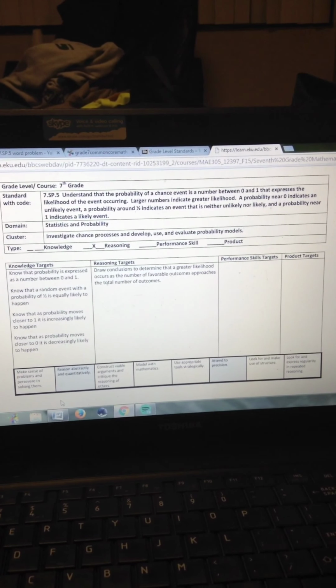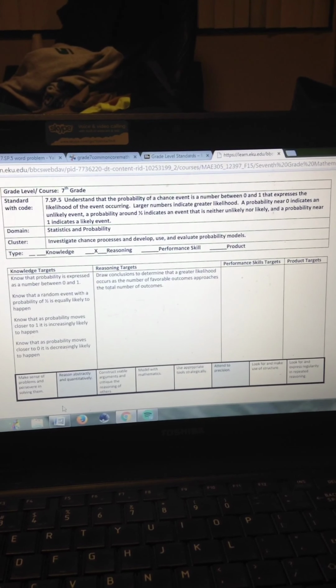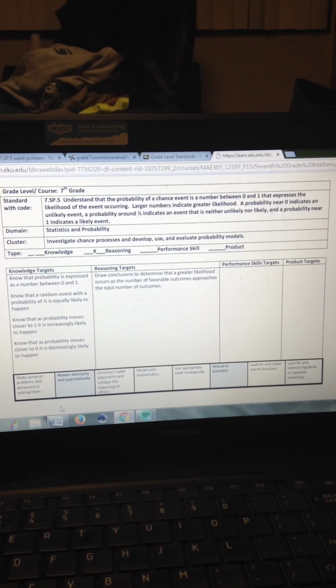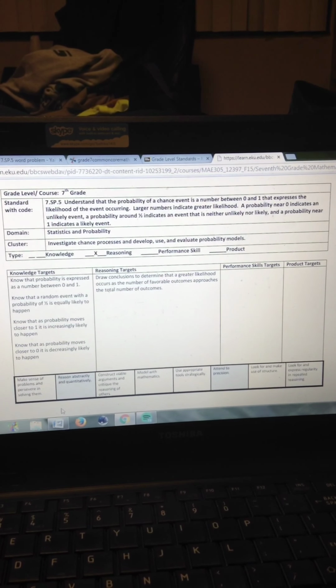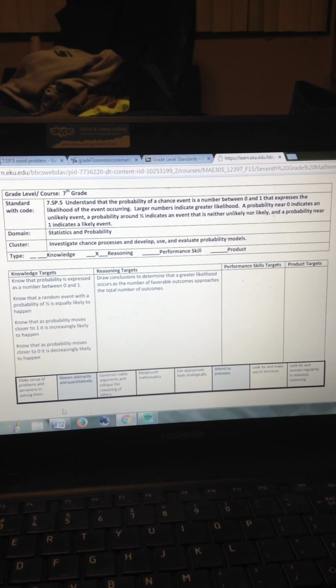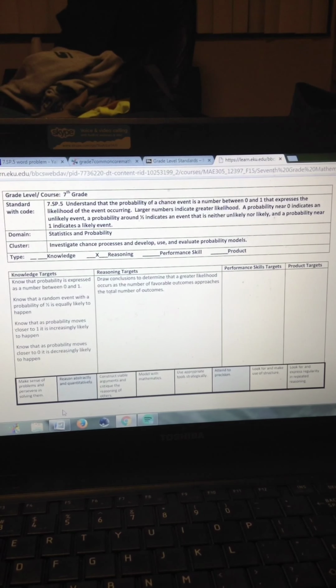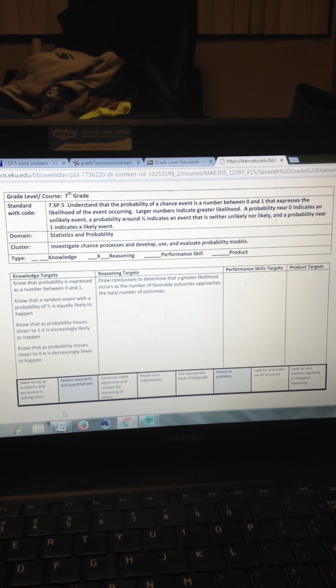7.SP.5. Understand that the probability of a chance event is a number between 0 and 1 that expresses the likelihood of the event occurring. Larger numbers indicate greater likelihood. A probability near 0 indicates an unlikely event. A probability around 1/2 indicates an event that is neither unlikely nor likely, and a probability near 1 indicates a likely event. The domain is statistics and probability.